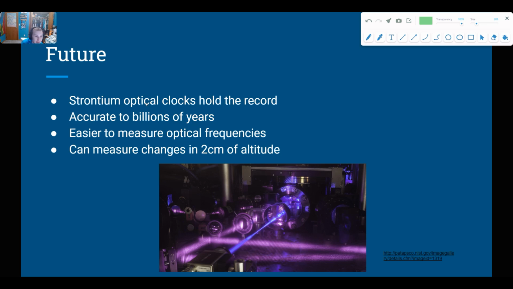The reason why these are nice is because it's easier to measure optical frequencies with current equipment than it is to measure radio or microwave frequencies, which kind of makes sense. We can also see optical light, so that's also kind of nice. And these things are so precise that you can measure a 2 centimeter change in altitude from the center of the Earth with one of these clocks. That's how precise it is. So, 2 centimeters is not a lot, right? For people with imperial units, that's a little bit less than an inch, about 3/4 of an inch or something like that. So that's just crazy to think about.